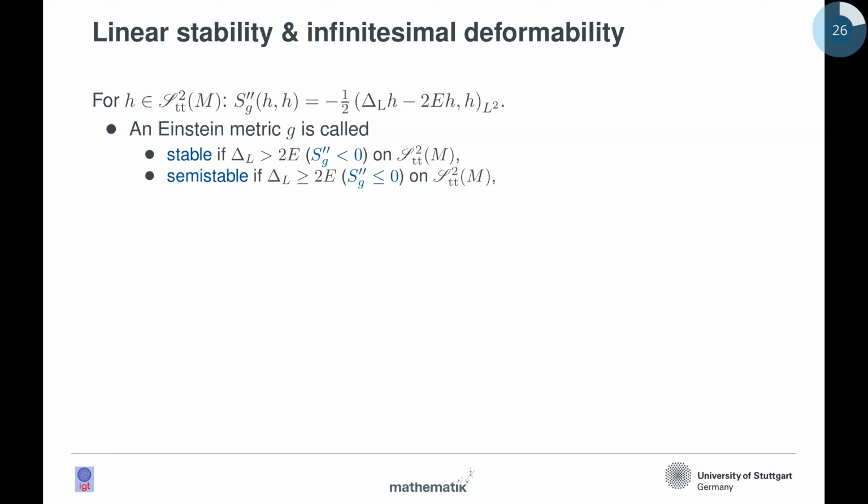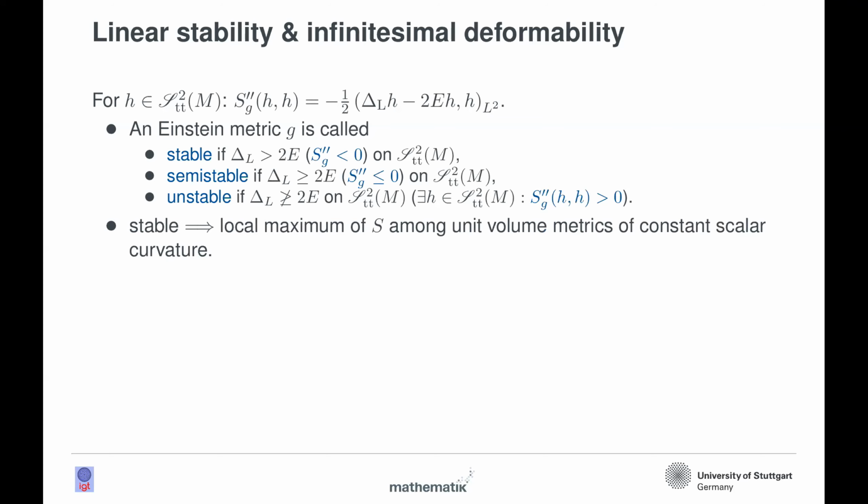We can weaken this to semi-stability if we just want it to be greater or equal than 2e. And of course, there's instability. If there's a destabilizing direction, this would be this h, such that if we plug it into the second variation, it is positive. And this translates to there being some eigenvalue of the Lichnerowicz Laplacian on tt-tensors that's smaller than 2 times e.